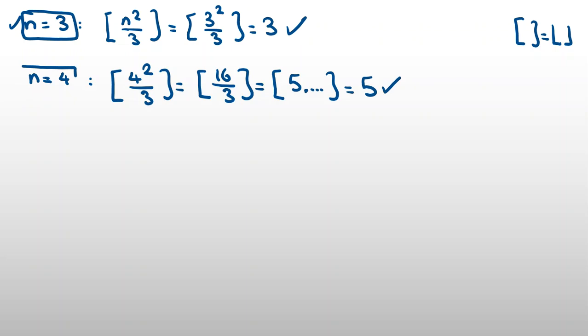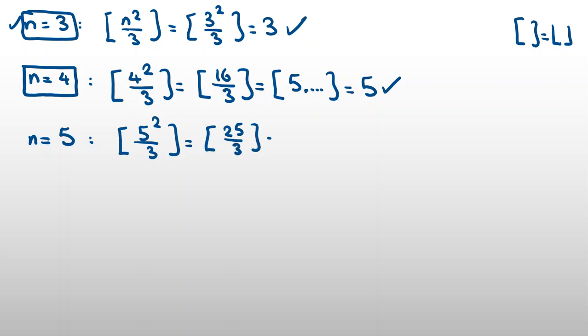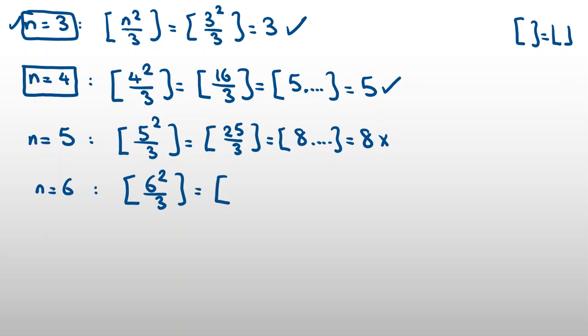So now let's consider n equals 5. 5 squared over 3 is 25 over 3, which is 8 point something, which is 8. It doesn't work. If we check, for example, n equals 6, we will see 6 squared over 3 is 36 over 3, which is 12. It doesn't work. So we guess that maybe from here it doesn't work.